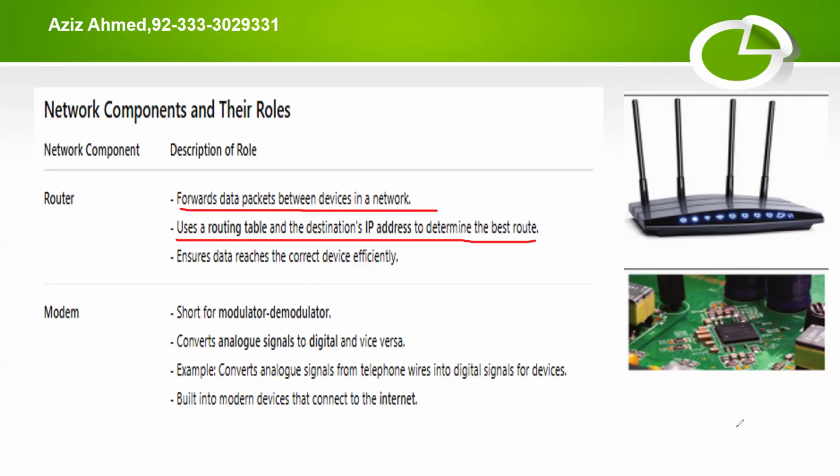A computer has two addresses, physical and logical. Physical address means MAC address, logical address means IP address. So it ensures data reaches the correct device efficiently. So it finds out the best route to transmit data.